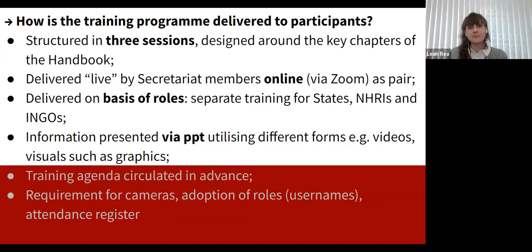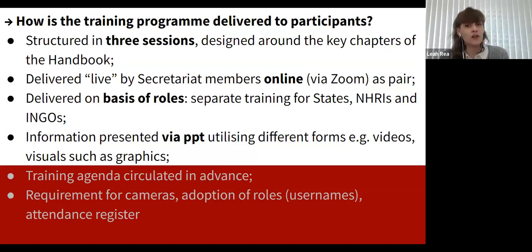And that then shapes our actual delivery of the programme. So in terms of just, I suppose, the key facts or the key rundown, it can change with every edition, but traditionally the training programme is structured in 3 sessions that, as I alluded to earlier, will be designed around those key chapters of the handbook on those key elements of the simulation.